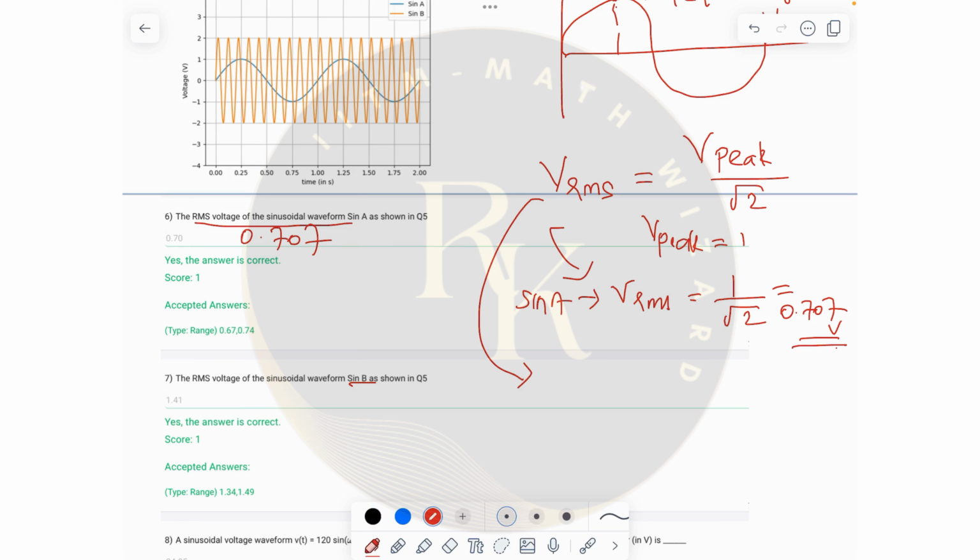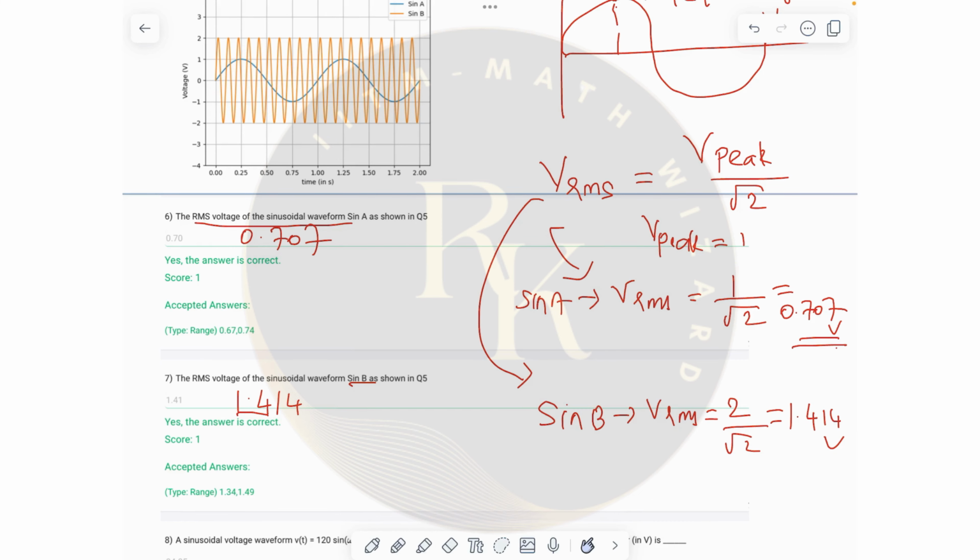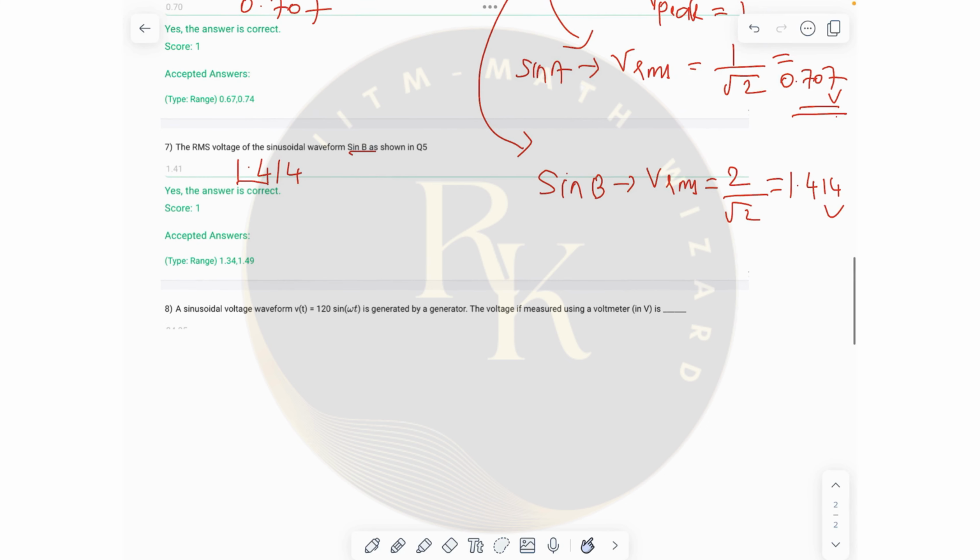Therefore the peak value for sin B is 2, and Vrms is equal to 2 by root 2, which is 1.414 volt. If they ask to round off to 2 decimal places, you can write it as 1.41. No need to worry about the next 4. Alright, now let us look at the 8th question.